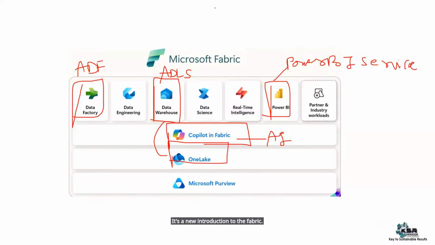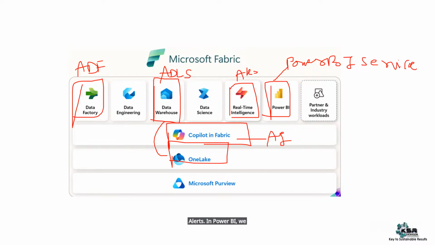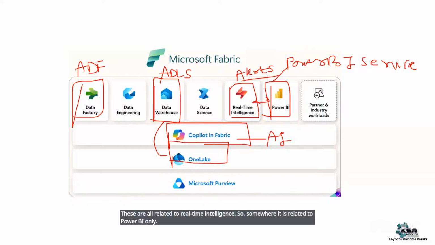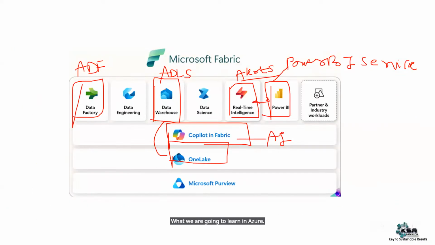Now, what all you would be learning in Fabric, this real-time intelligence is nothing but your alerts. In Power BI, we have an alert, right? Set alert, get alert. These are all related to real-time intelligence. So somewhere it is related to Power BI only. What we are going to learn in Azure, every component is present in Fabric. And the funny thing is, Fabric itself is a part of Azure. The Fabric service itself is a part of Azure.